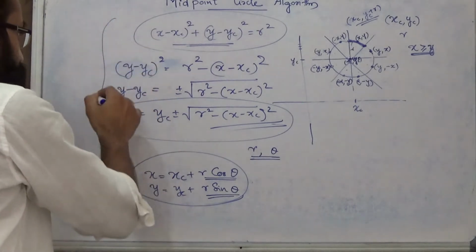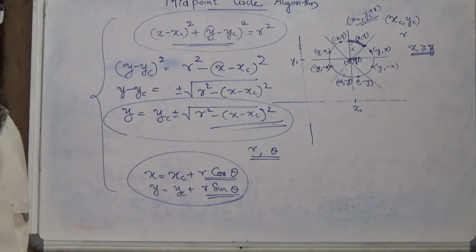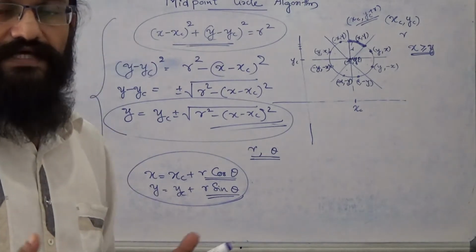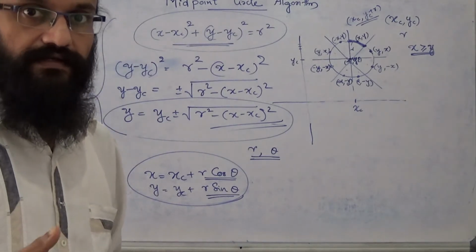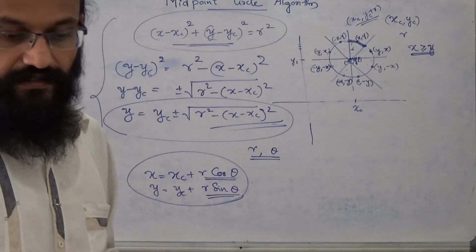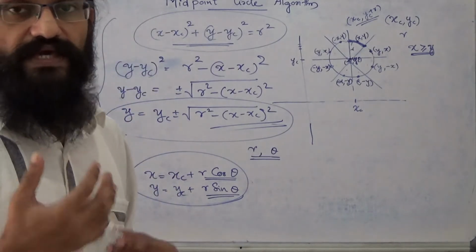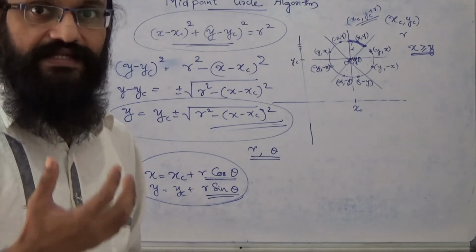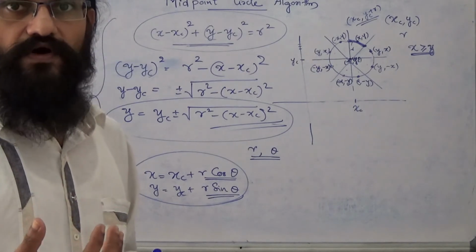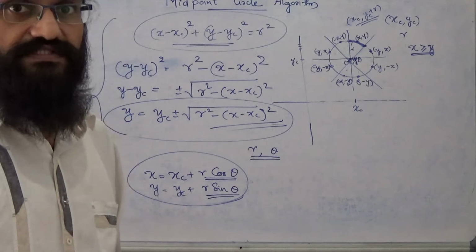So here is the relevance of circle drawing algorithms. We have two classical algorithms, midpoint circle drawing and Bresenham's circle drawing algorithm. Both are based on decision parameters. So based on the decision parameter, you can incrementally compute the next point on the circumference of the circle.